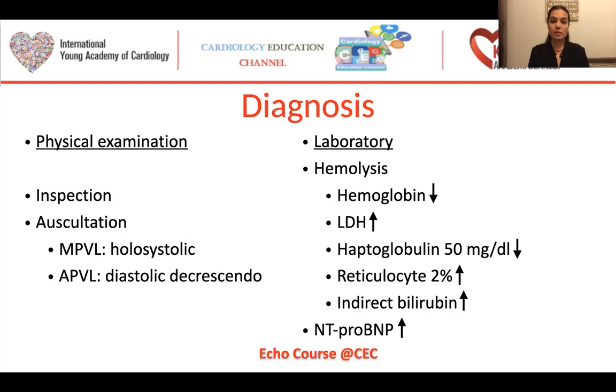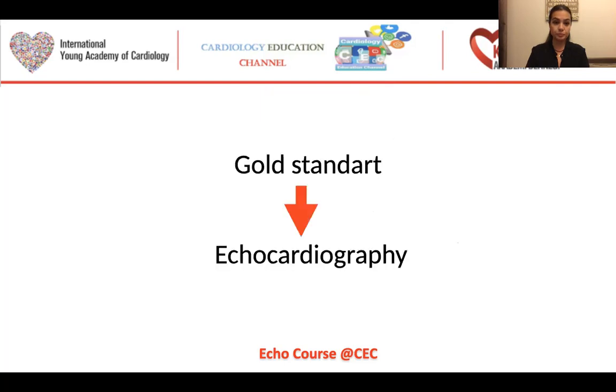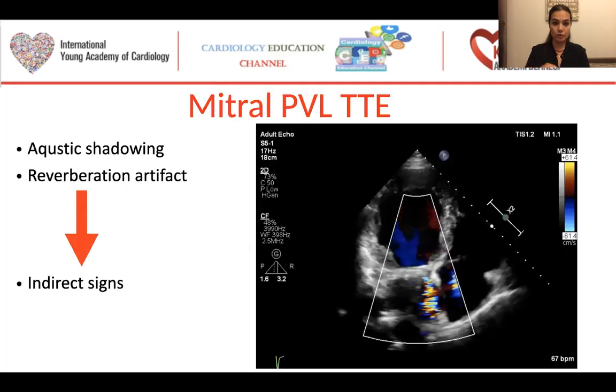Also in laboratory examination, we can detect the hemolytic anemia. What we see in hemolytic anemia is reduced hemoglobin and haptoglobin levels, and increased LDH, reticulocyte amount, and indirect bilirubin. And due to heart failure, we can see increased NT-proBNP levels. But for sure, the gold standard diagnostic test is echocardiography.